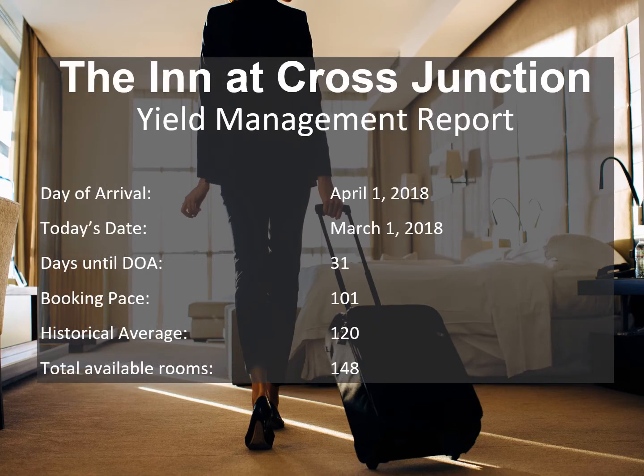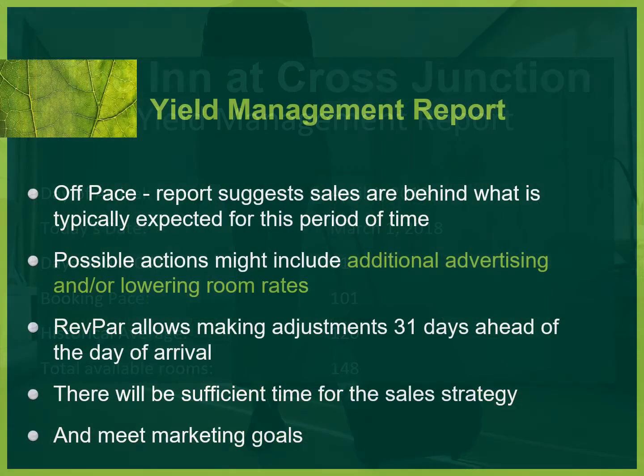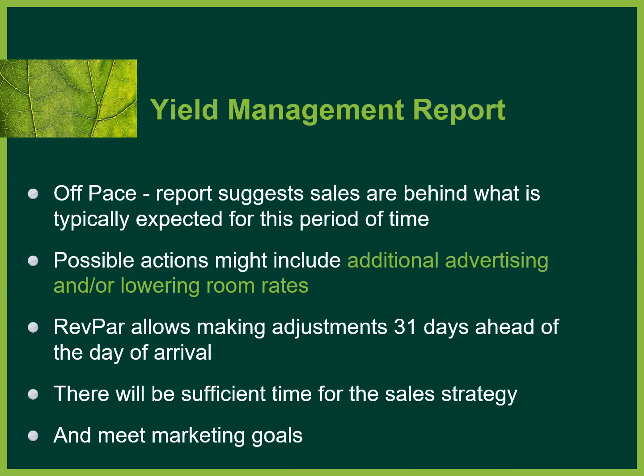Here we change it up a bit to show you the differences. Here our booking pace is 101 and our historical average is 120. So we're well behind the average, which means we're losing ground compared to years past. If we're off pace, it suggests that sales are behind what is typically expected for this period of time. And that's what we just looked at.